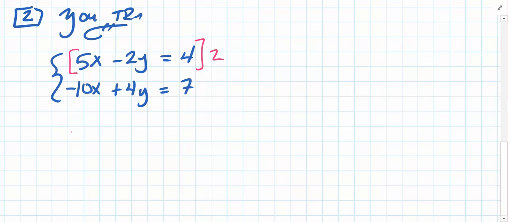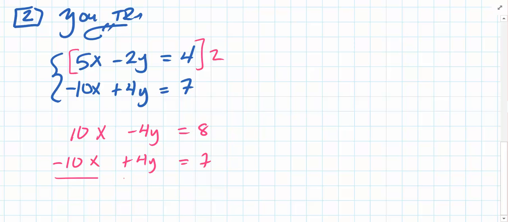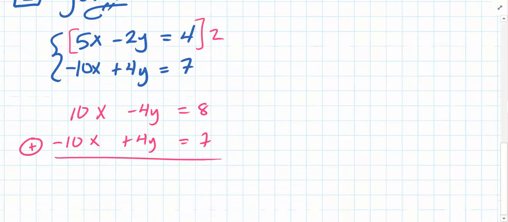So if you do this, what'd you come up with, Annie? 10x minus 4y equals 8. Good. And if I rewrite the second equation here, and we add vertically using the addition method, what do we come up with here?